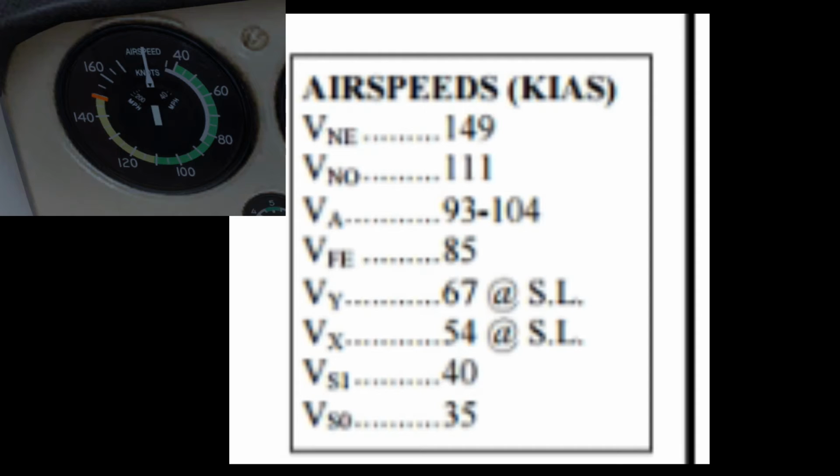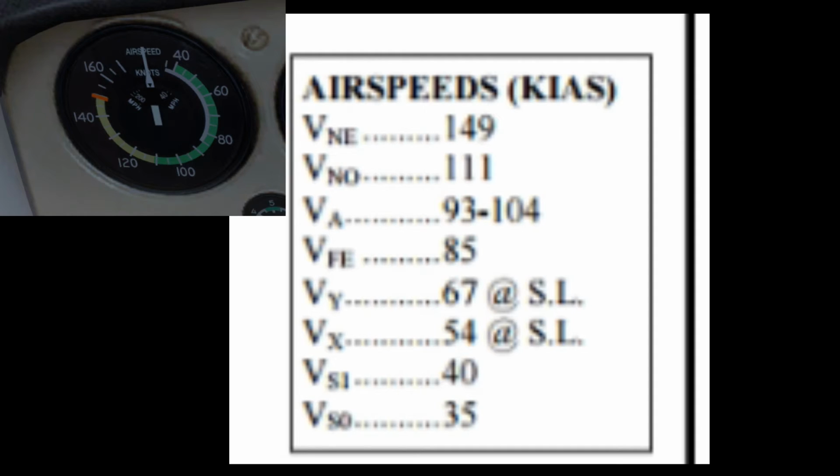However, the next V speed, the VX, stands for the speed that will allow for the best angle of climb. So what that means is that it will let you climb the most in the shortest distance. That would be used for short runway takeoffs, or if you have trees or other obstacles at the end that you have to clear, and they're in a short range, obviously. You can go at 54 knots instead of 67, and it will still climb. It will climb higher, but at a slower speed.